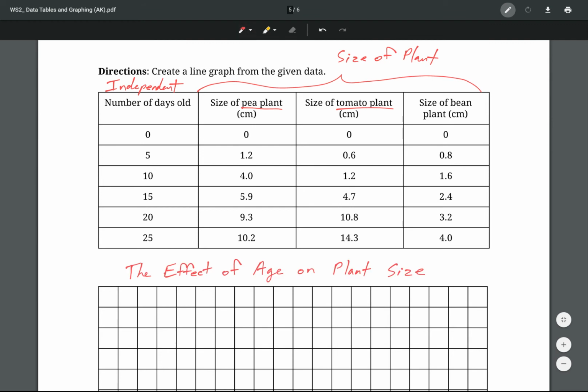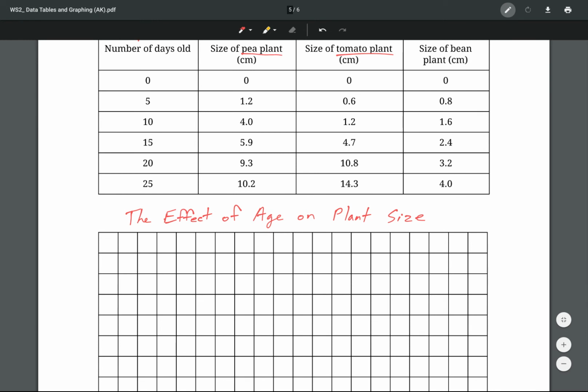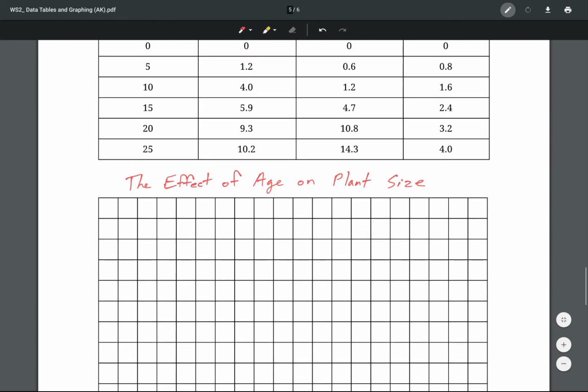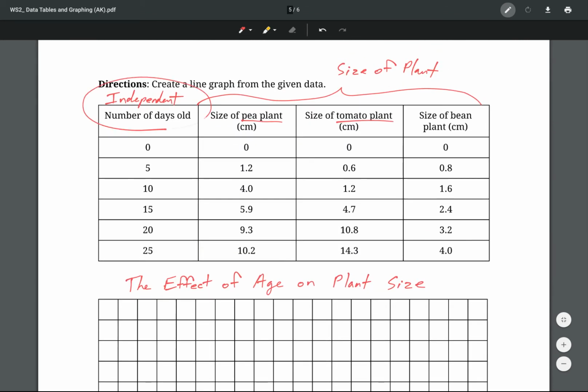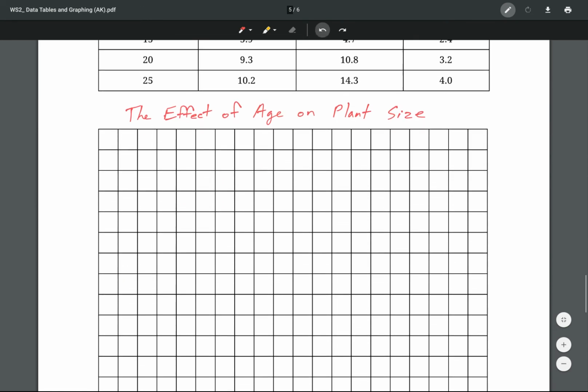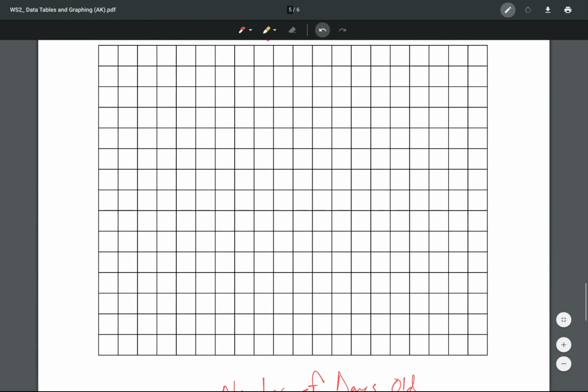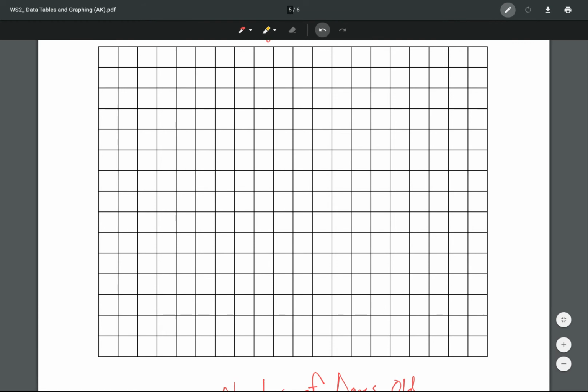So I've written a title, the effect of age on plant size. Now we have to decide which axis each variable is going to go on. So since age is my independent variable, or since number of days old, I'm going to put that on the bottom of my graph. And then because size of plant is my dependent variable, I'm going to put that on the side of my graph.